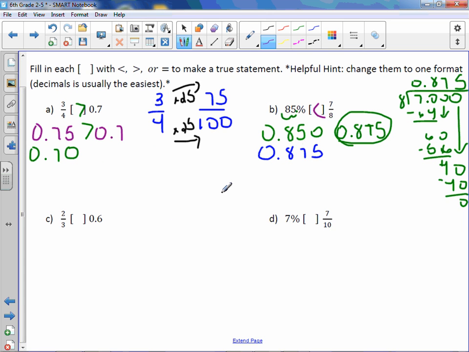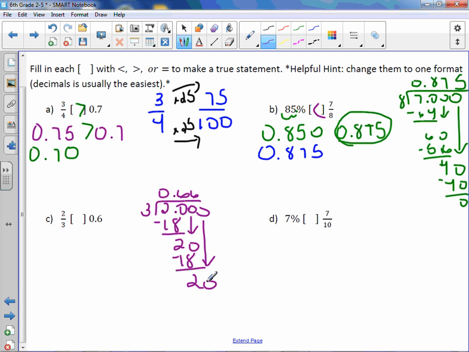Letter C, 2/3. Again, 3 doesn't go into a power of 10, so we're going to have to do some long division. 3 goes into 2 0 times. Add a decimal point and a 0. 3 goes into 20 6 times. Minus 18 is 2. Bring down a 0. 3 goes into 20 6 times. Minus 18 is 2. Bring down a 0.